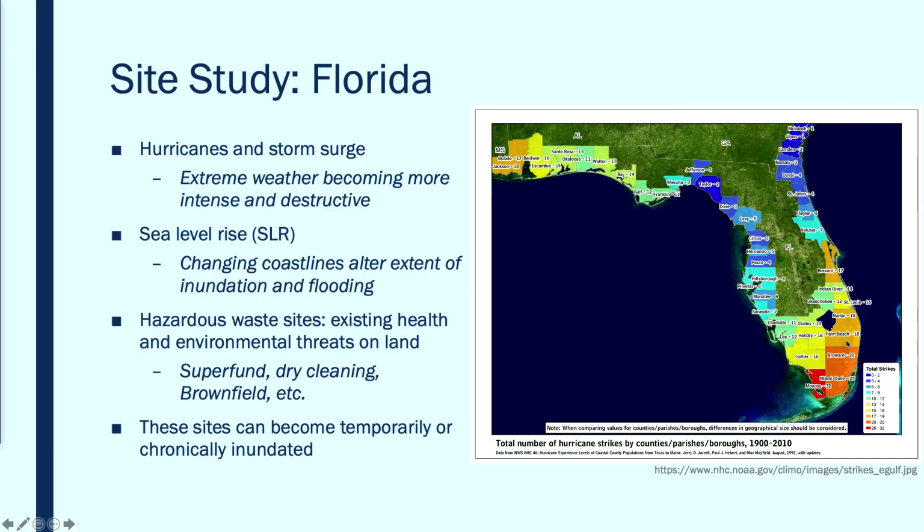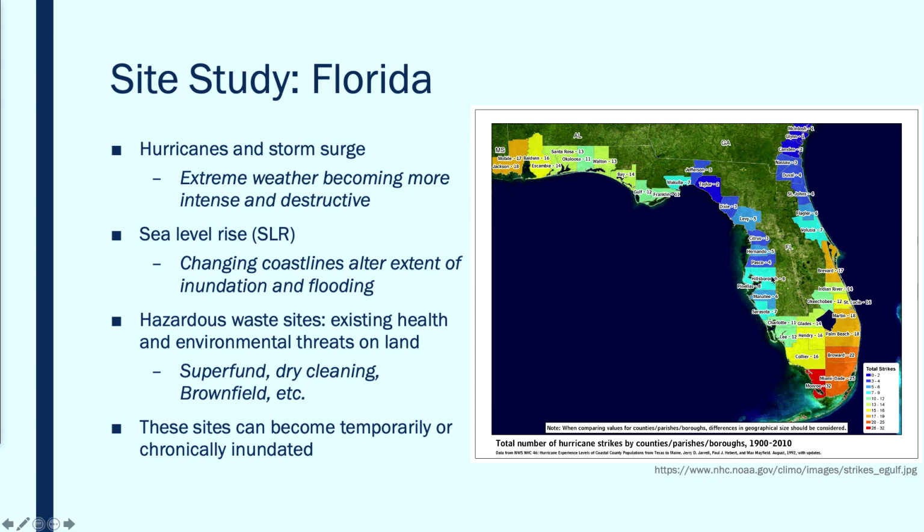So a little background on inundation and then on hazardous waste sites. So again, with Florida, this image that you see here is the hurricane strikes that occur on coastal areas in Florida. And as you can see, it's highly projected out into the middle of the ocean and the Gulf. It's hit on both sides from tropical storms at various times in the season.